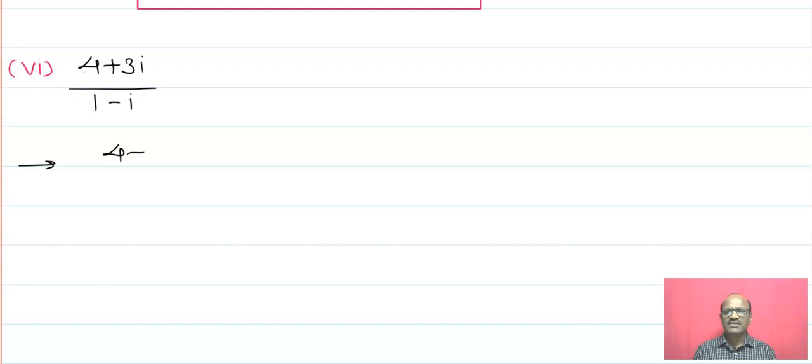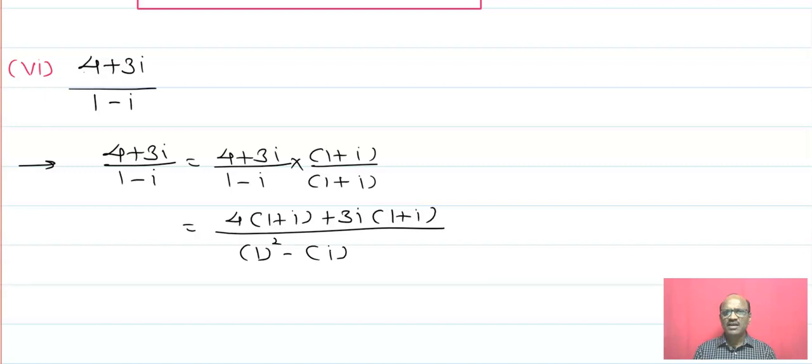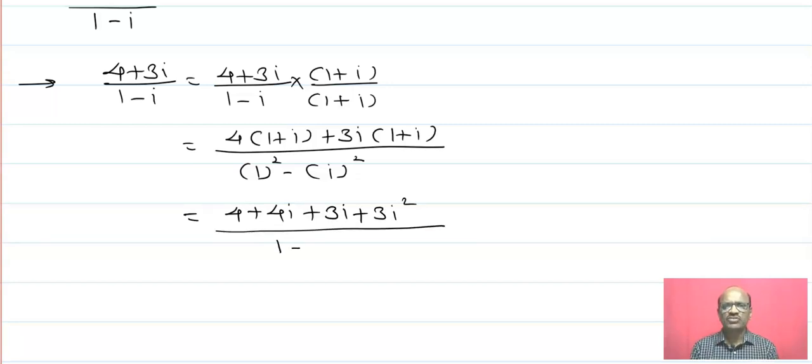Next is the sixth one. That is 4 plus 3i upon 1 minus i. This type of example we have solved in the exercise, and the same type of examples are repeating here. That is 4 plus 3i upon 1 minus i is equal to 4 plus 3i upon 1 minus i into 1 plus i upon 1 plus i. That is, multiply numerator and denominator by the conjugate of 1 minus i.